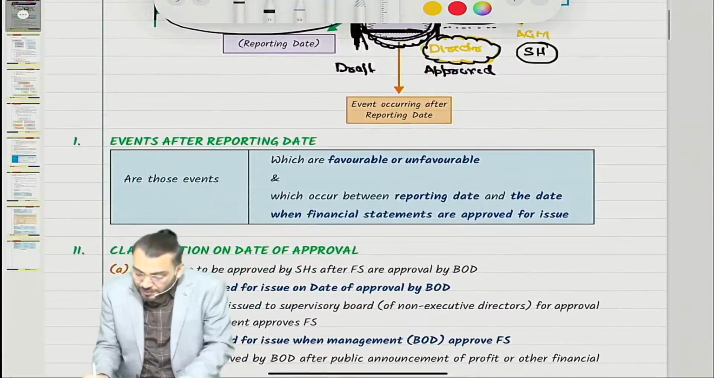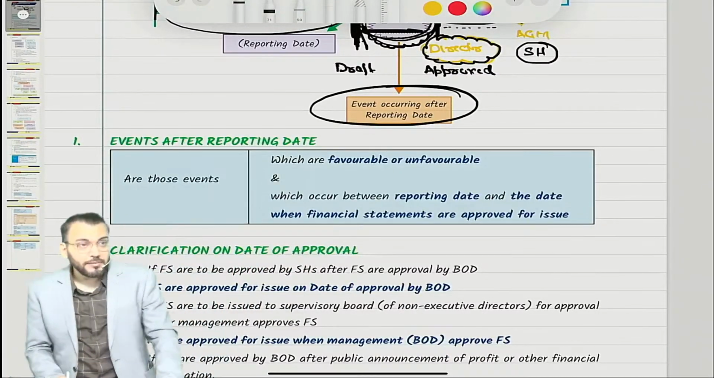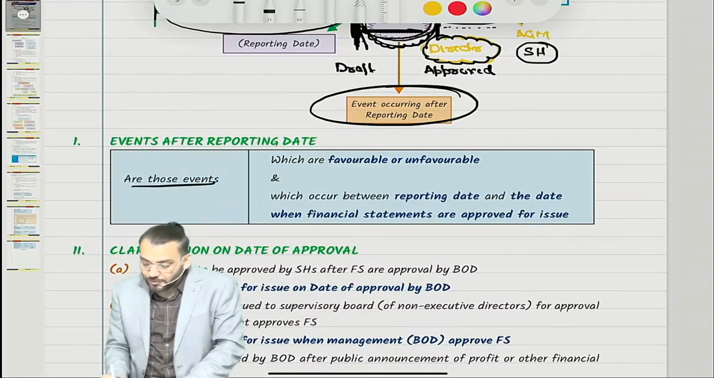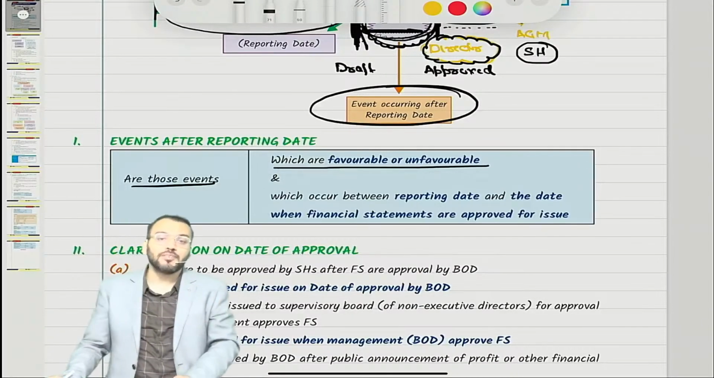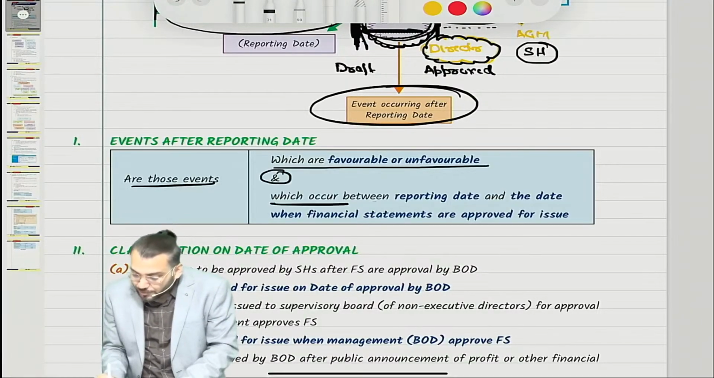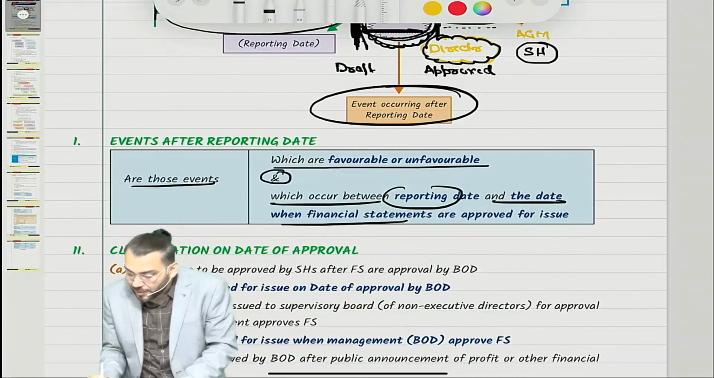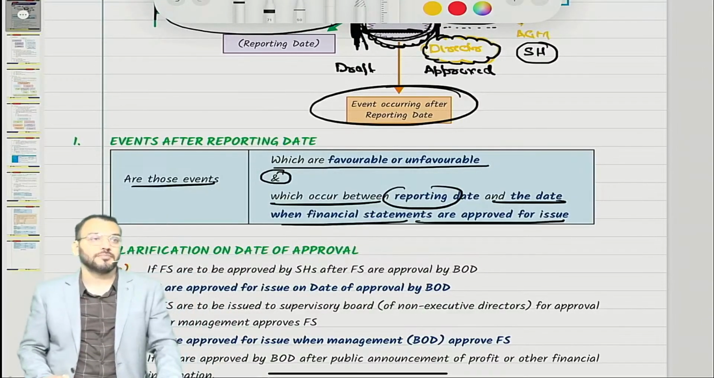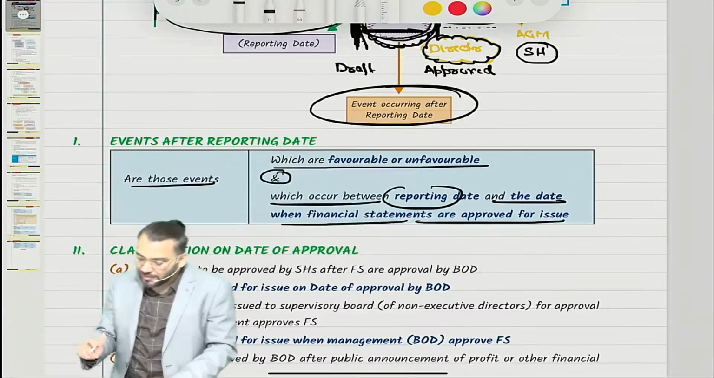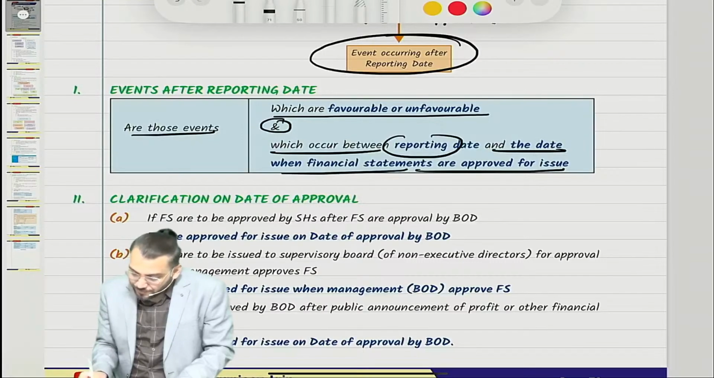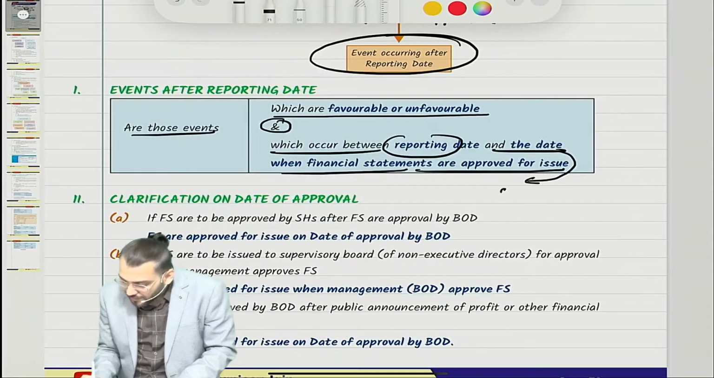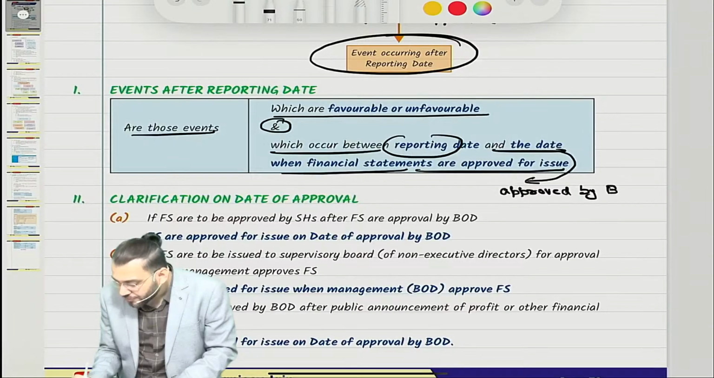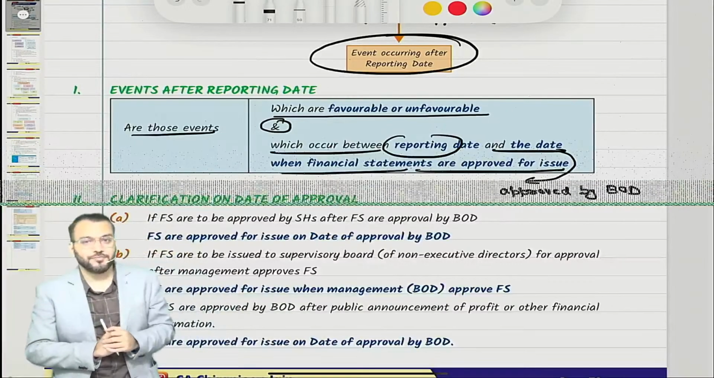Correct. So what is an event occurring after the balance sheet date? Events occurring after the balance sheet date are those events which can be favorable or unfavorable to the entity, and which occur between the reporting date and the date when the financial statements are approved for issue. And one clarification has been given by Ind AS 10 that this date will be the date when it is approved by the board of directors. Understood?